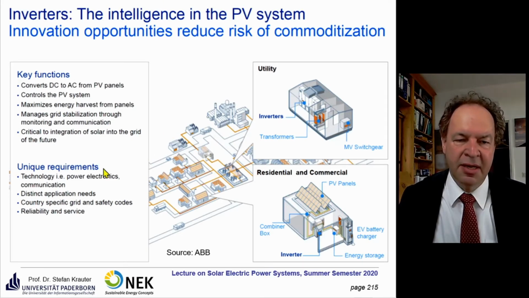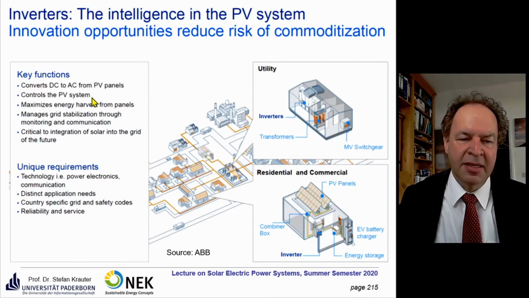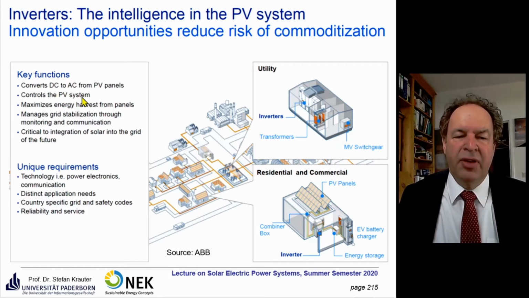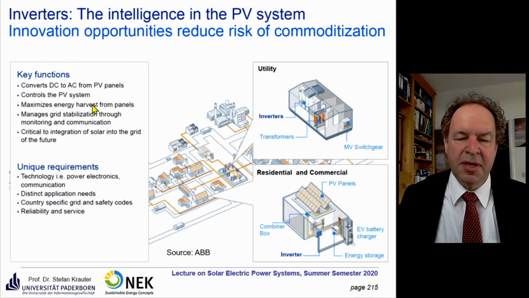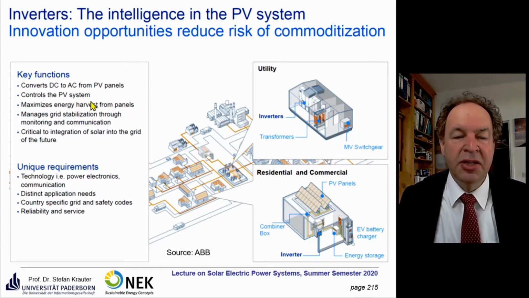Here you see the key functions there. First, it converts DC to AC from the PV panels. It also controls the PV system. That means, if you see the next point also, it maximizes the energy harvest from the panel. So that's the maximum power point tracking. Sometimes, if you have very large systems, the system operator says you have to shut down your system. That means power is reduced, or even the whole system is shut off.